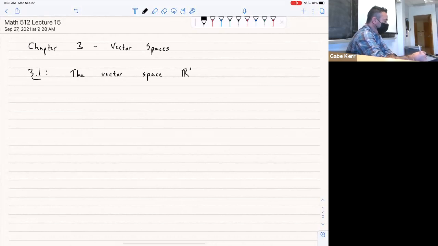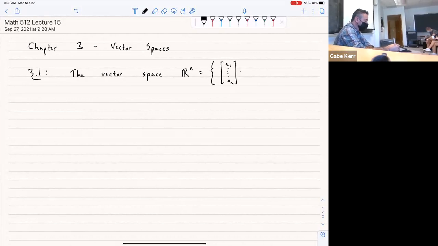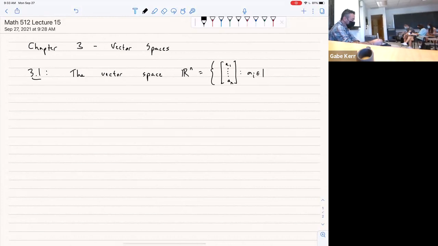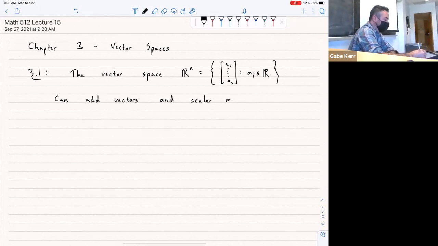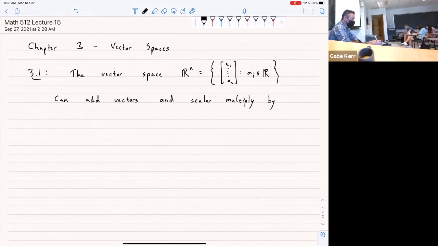The vector space Rn. This is the set, if you want, of all columns, or sorry, row matrices. Column vectors, pardon. Column vectors with entries in the reals. As you all know, you can add these, so you can add column vectors, and you can scalar multiply by something, say lambda.